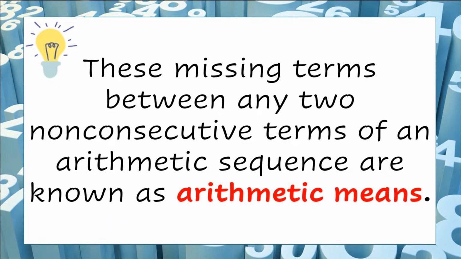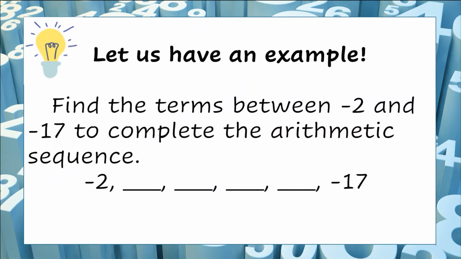These missing terms between any two non-consecutive terms of an arithmetic sequence are known as arithmetic means. To better understand arithmetic mean, let us have an example. Find the terms between -2 and -17 to complete the arithmetic sequence.